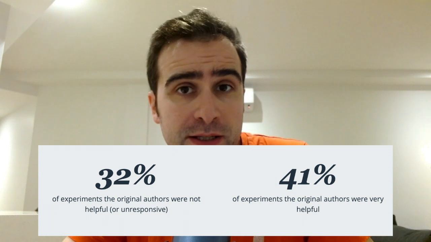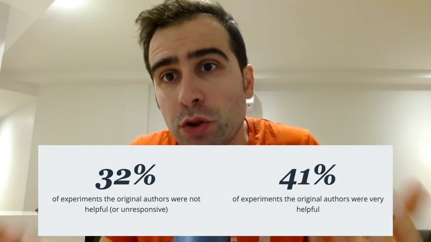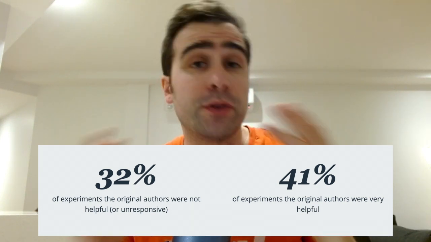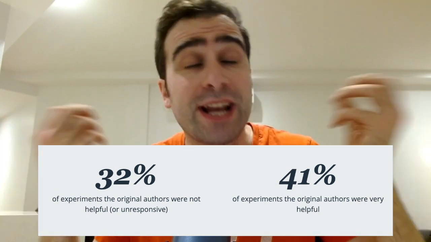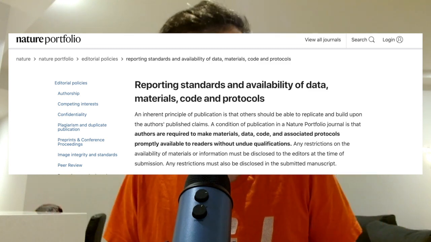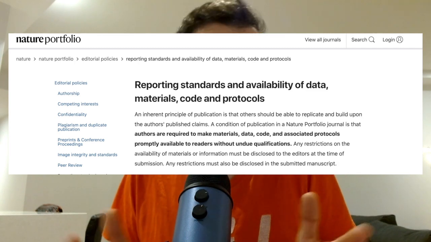One third of the experiments received no help from the original authors, either because they didn't want to give any advice or because they weren't responsive. On the other hand, for 40% of the experiments, the original authors were extremely helpful. I would say that this data is a little bit surprising because we have to keep in mind that when we scientists publish a paper, we are supposed to share with anyone that asks us how we did the experiment, and if there is any reagent that cannot be purchased because it's homemade, we are supposed to share it.